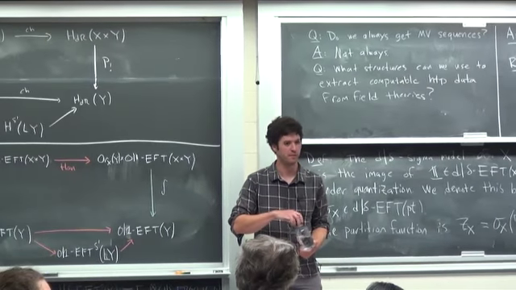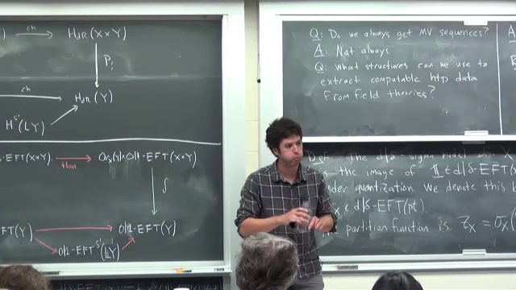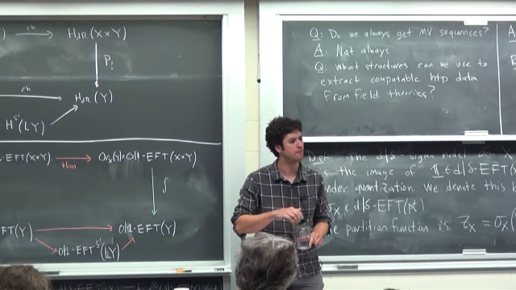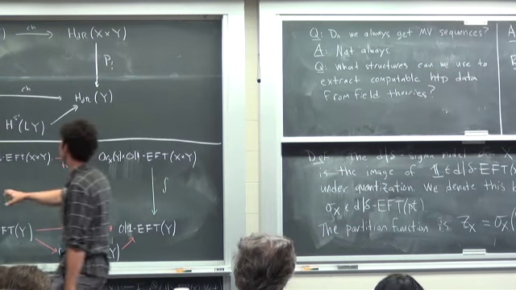I'm somewhat confused. For instance, in this middle arrow, usually you have to choose the metric. Yeah, that's hidden in what a geometric spin structure means.